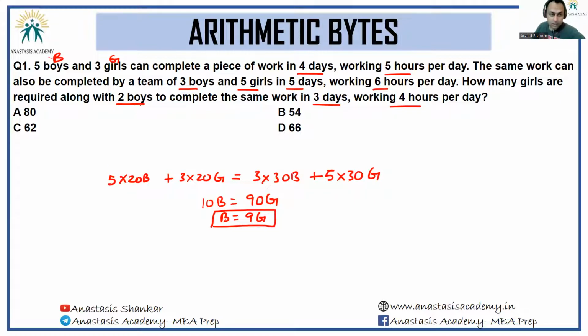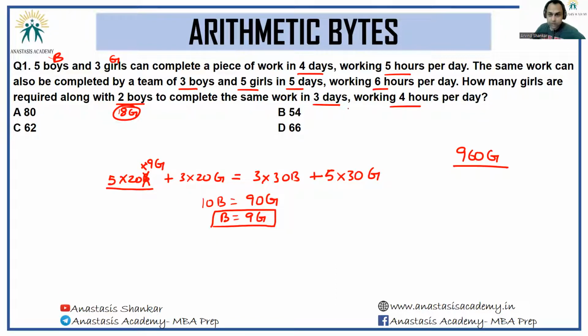Okay, how many girls are required along with 2 boys? 2 boys, I can replace with 18 girls. 2 boys is as good as 18 girls being present. Now, can I also go ahead and say the total amount of work? I will replace this B with 9G. The total amount of work has to be 900G plus 60G. So total amount of work is 960G.